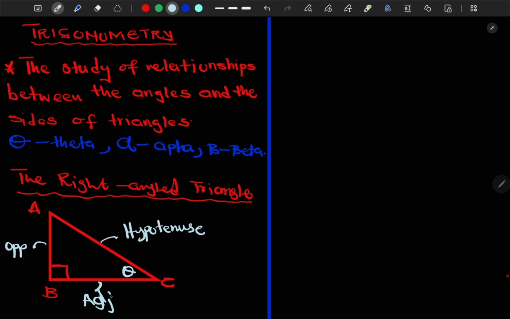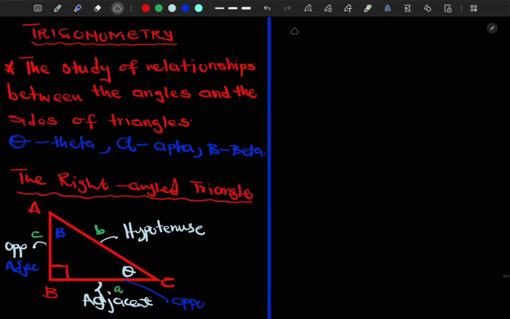adjacent side. Okay, but if I were to put beta here, it would mean this side will be the opposite side because it is opposite to beta, and then this side will be the adjacent side. The hypotenuse does not change.